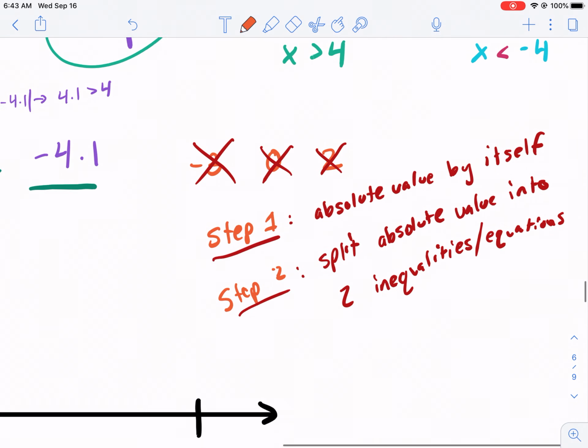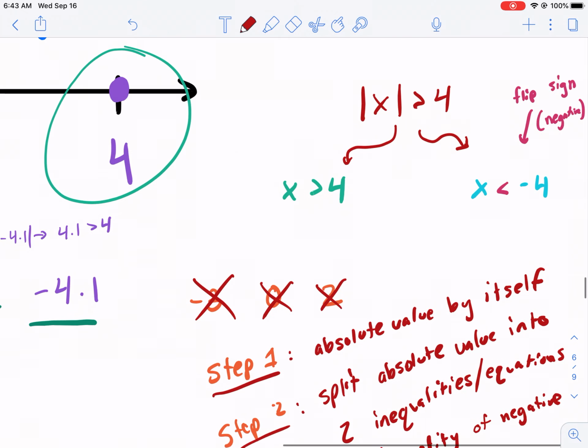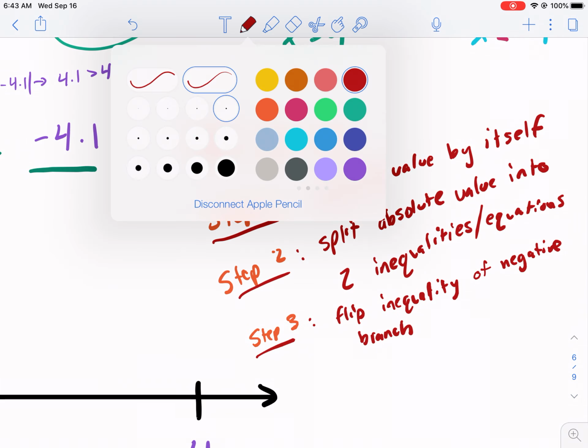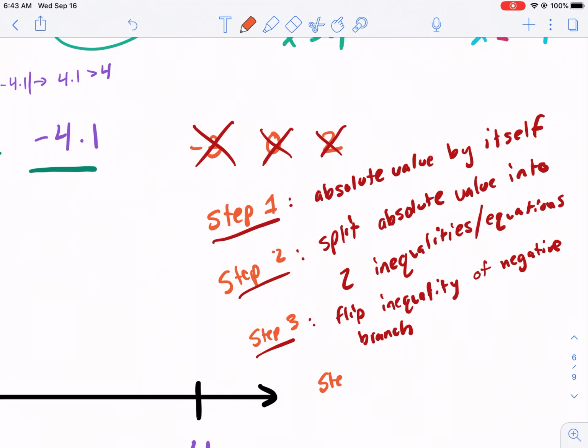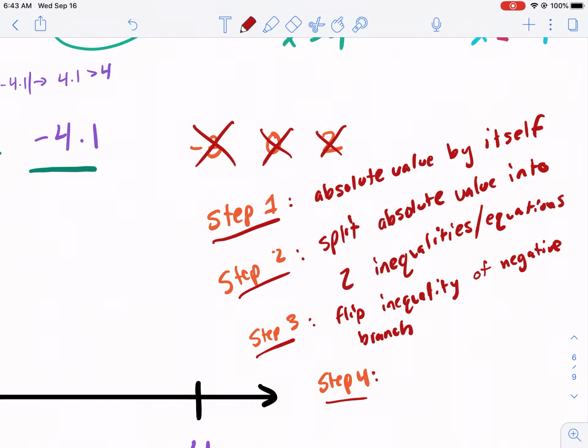So step 3, we flip the inequality of the negative branch. I'll call that the branch because you know how we branched off into 2? The negative branch. And then the final step, step 4, is you graph the inequalities. Make sure to pause this at this point so you can write this all down. You graph the inequalities.